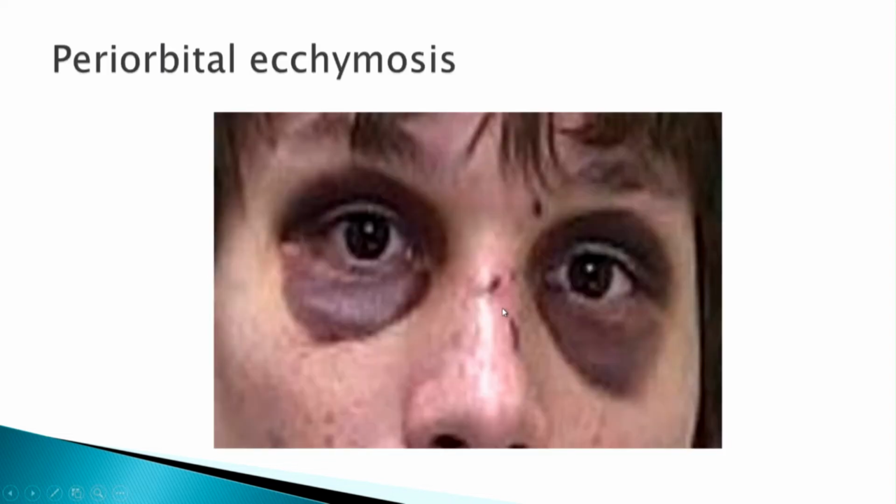Also here what we call periorbital ecchymosis. This could also be seen in case of trauma, head injury, or any trauma to the facial skeleton, but actually this is due to bleeding disorder, as we can see the periorbital ecchymosis, or sometimes it's called raccoon sign.